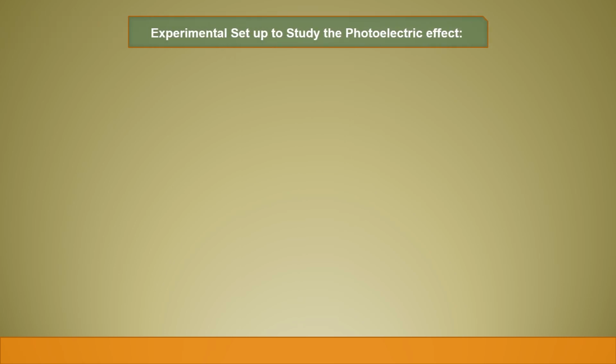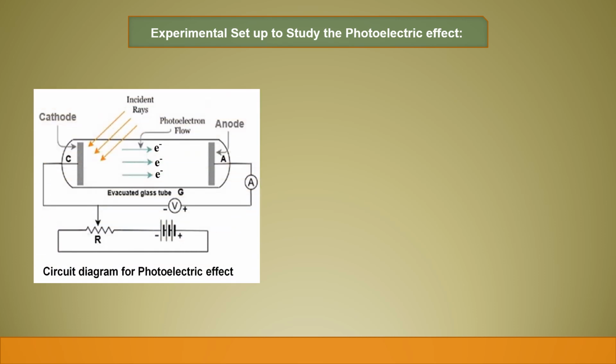Let us understand the experimental setup for the study of photoelectric effect. This is the circuit diagram. First of all, we have a glass tube G having two electrodes C and A. Electrode C is connected to the negative terminal of the battery and A is connected to the positive terminal via rheostat. Here rheostat helps to maintain a desired potential difference between the two electrodes. The applied potential difference is measured with the help of a voltmeter V and current is measured by ammeter.